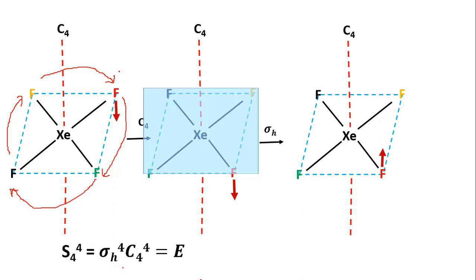S4 power 4 is equal to sigma h power 4, which is sigma h square into sigma h square into C4 power 4. Sigma h square is E, sigma h square is once again E. C4 power 4 is rotating through 90 degree 4 times. 4 into 90 degrees, 360 degree complete rotation. And so the original arrangement is restored, and so E into E into E is E. Since we have got identity, this comes to the end of the operations.